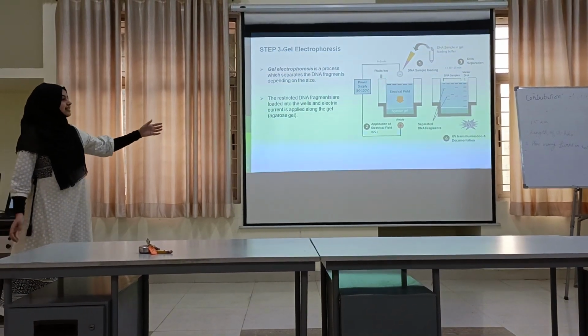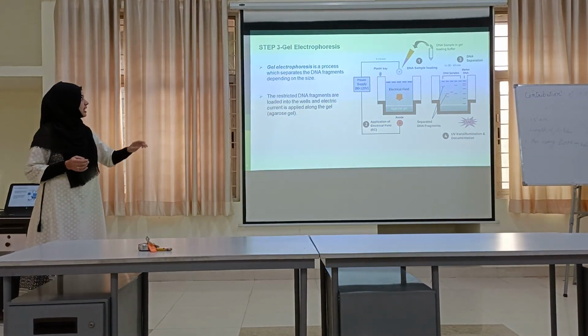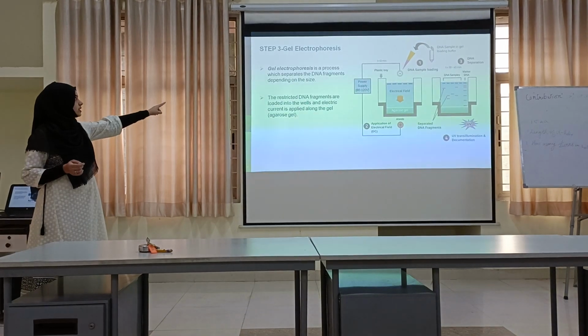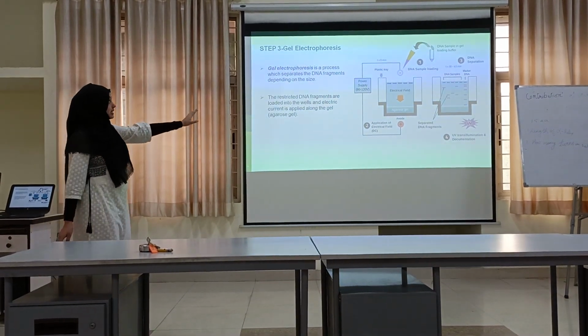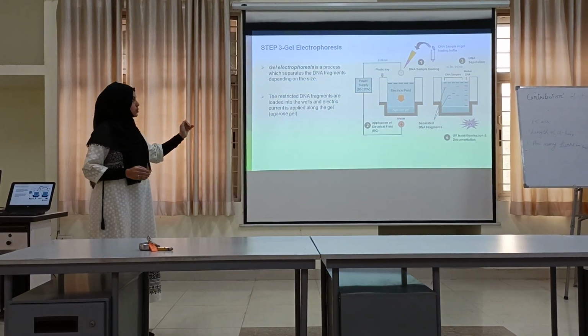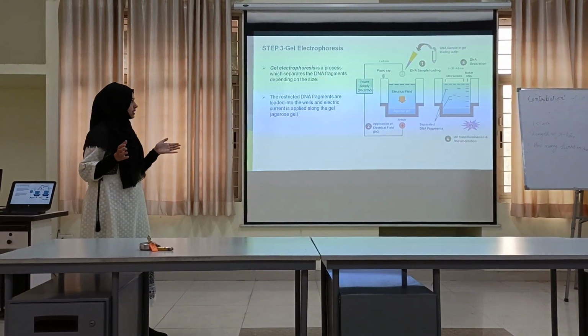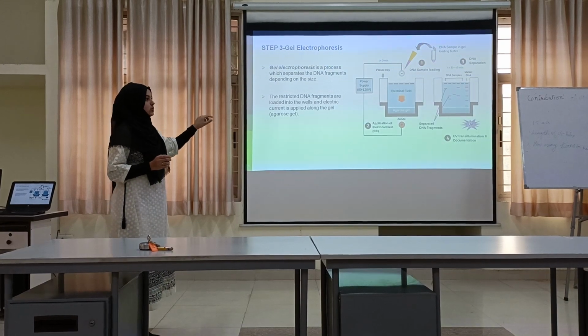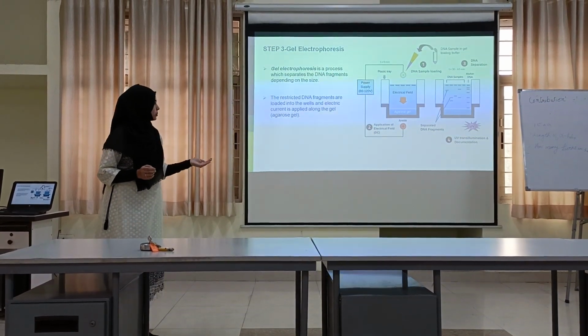So what happens is that there's a casting tray that has the gel. We are supposed to load the restricted DNA fragments into the wells, as you can see in the picture. There the DNA samples are loaded and there are 2 electrodes on the electrophoretic chamber. These are connected to a power supply when current is passed through it.